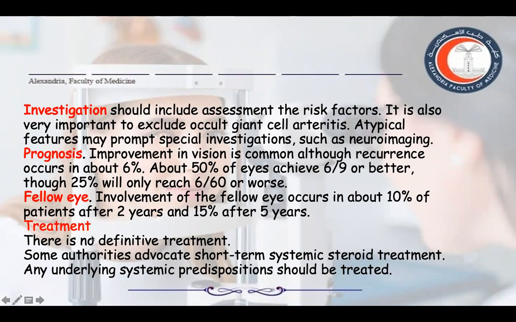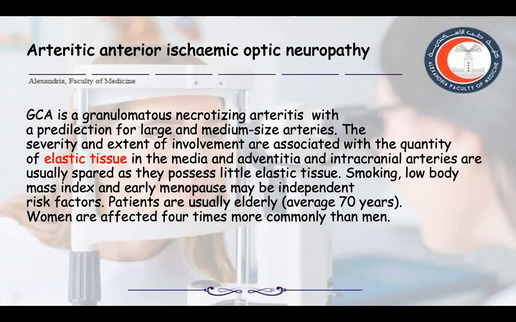The fellow eye. This is very important. In 10% of our patients, after 2 years, they will develop involvement of the other eye, and in 15% after 5 years. Treatment: there is no definite treatment. We only aim to attack the risk factors and control them. Some authorities may suggest short-term use of systemic corticosteroid therapy, but there is no evidence of efficacy of this regimen, the systemic steroids. Second, we have the arteritic anterior ischemic optic neuropathy.